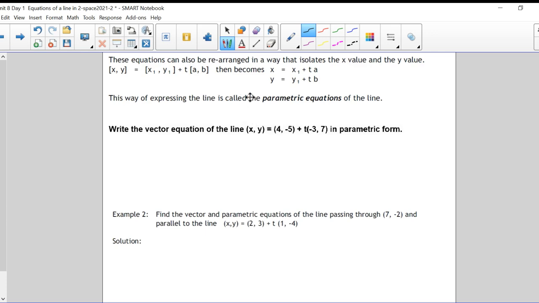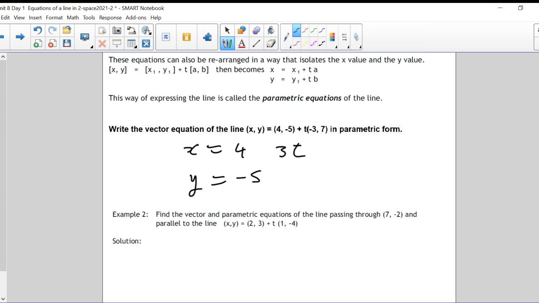Okay, so again, we talked about the parametric equations, and you can see the parametric equations here: x equals some x value plus t times some vector, etc. And then it asks you to write the vector equation in parametric form. Well, the parametric form would be that x is equal to 4 plus, in this case, minus 3t, and y would be equal to minus 5 plus 7t. Let me just clean this up.